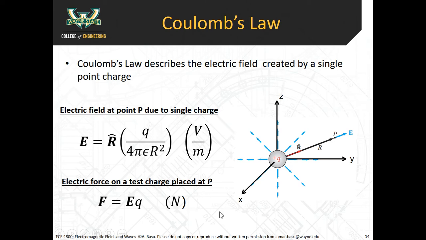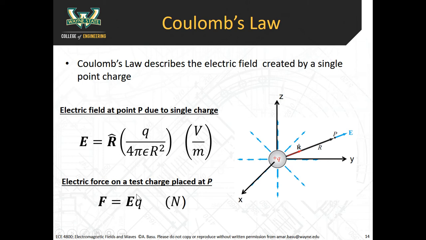So the basic relation of Coulomb's law describes the electric field created by a single point charge. Let's assume we have a single point charge at the origin that has a charge Q, and we have an observation point. So let's say the charge is in the middle here, the observation point is here, this point P. The electric field is going to be given by this equation.